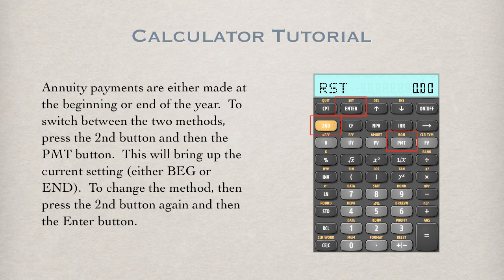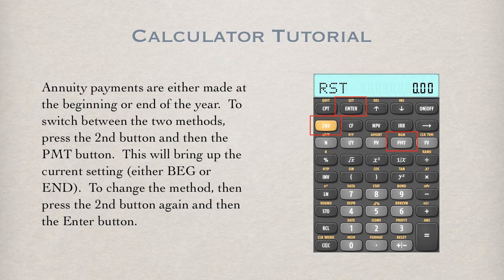Since it says END currently, and you want to switch it to beginning, you're going to, again, hit the second button, and then hit the enter button, or the set button. It's the top left corner, second one over from the top. What that's going to do is switch it from whatever it's currently at. So if it's currently at END, you hit second enter, and it's going to switch it to BEG. Once it's switched, that's all you have to do. You can hit the clear button, and it'll clear out your calculator.